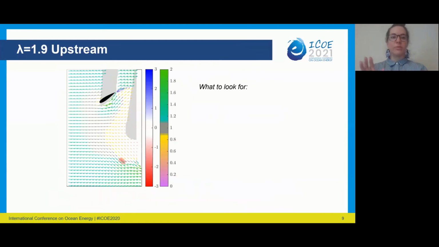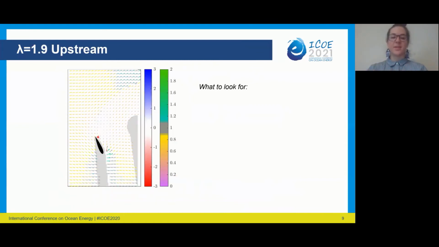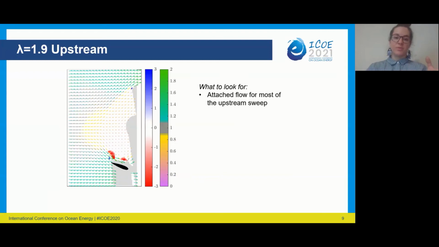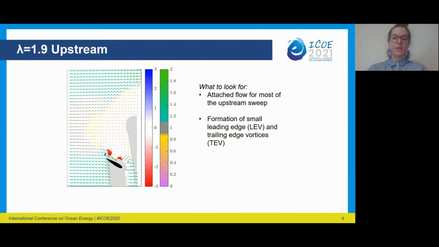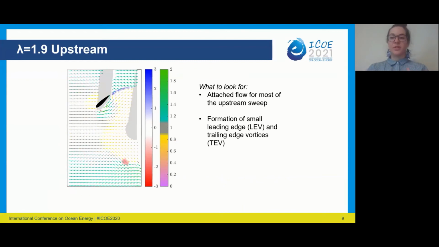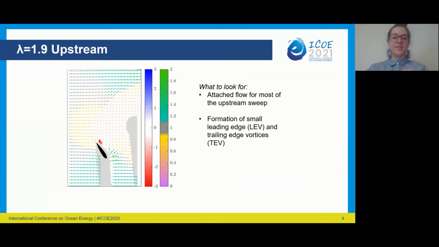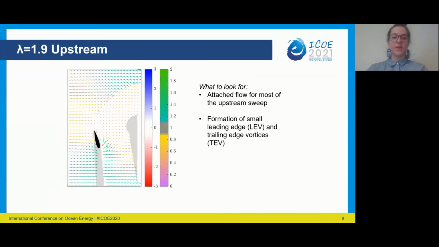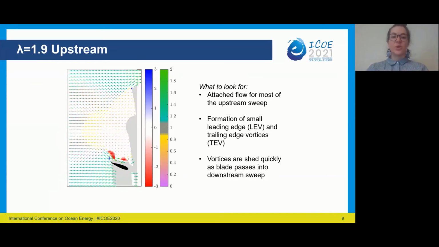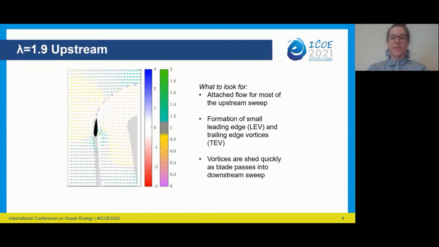So starting with our well-performing case, the 1.9 case, this flow on the upstream sweep is characterized by attached flow for most of it. We don't see the formation of leading edge or trailing edge vortices until much later in the sweep, and they're very small. And these vortices are shed quickly after they are formed as the blade transitions into the downstream sweep.